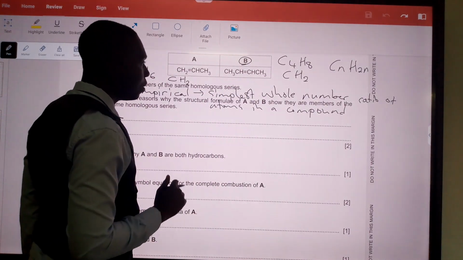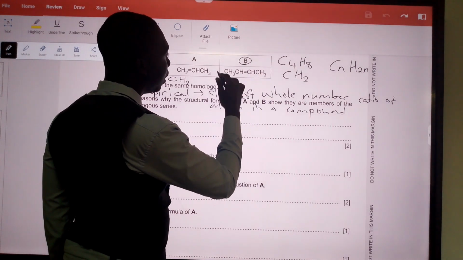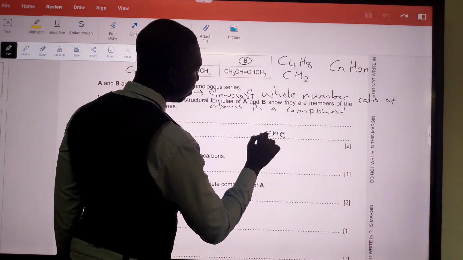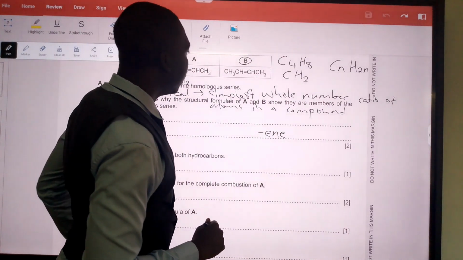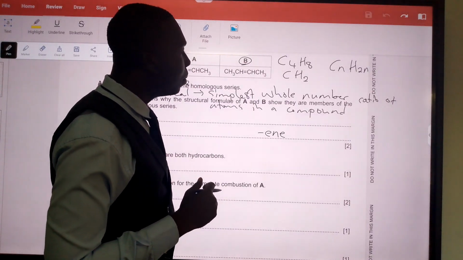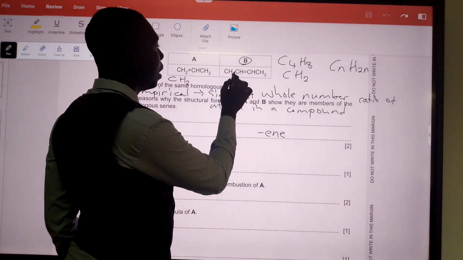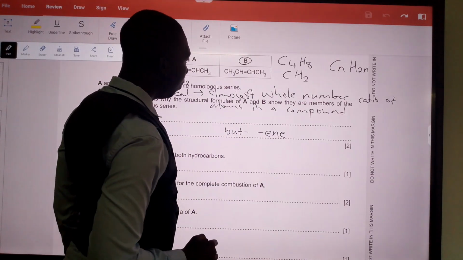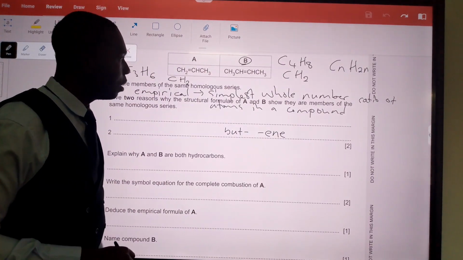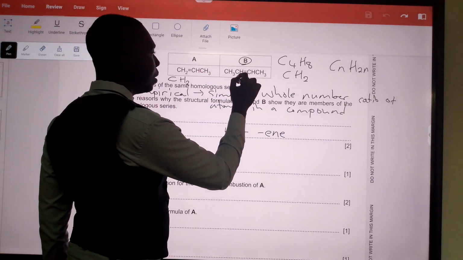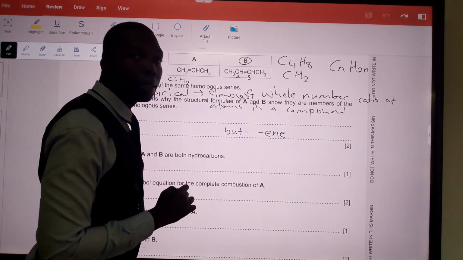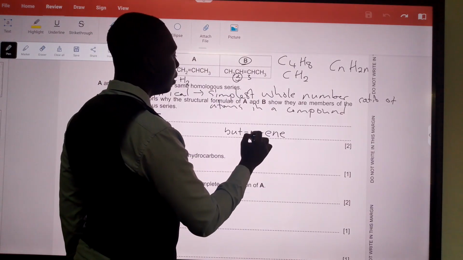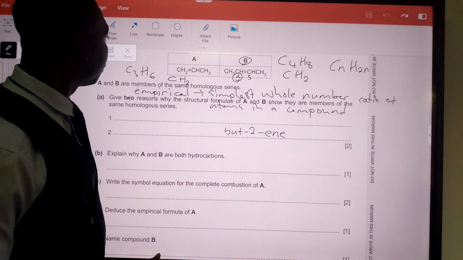So compound B, if you have to name compound B, this is an alkene. So the suffix, which is the last part of the name, ends in ene. And the prefix, the first part of the name, indicates the number of carbon atoms. So here we have 1, 2, 3, 4 carbon atoms, so this is but. And we also need to indicate the position of the double bond. The double bond here is between carbon number 2 and carbon number 3. Since it is between carbon number 2 and number 3, we choose the smallest number and it becomes but-2-ene.